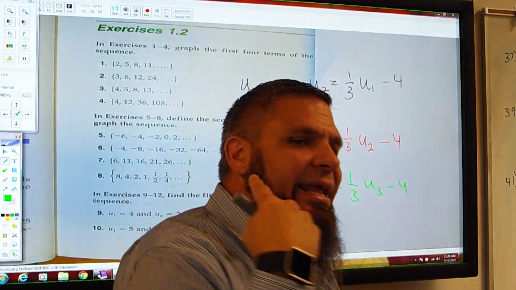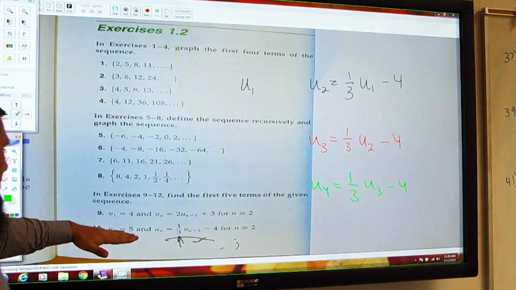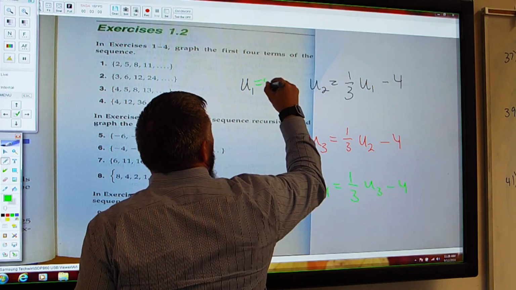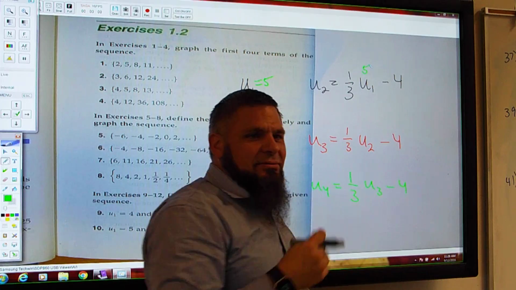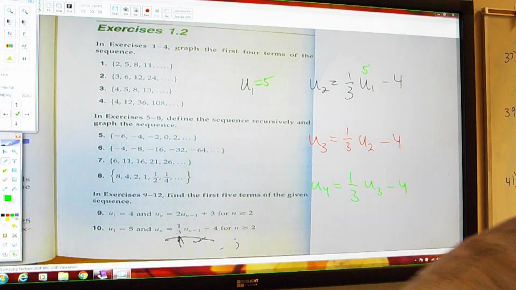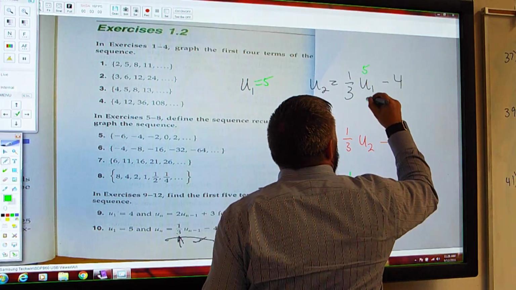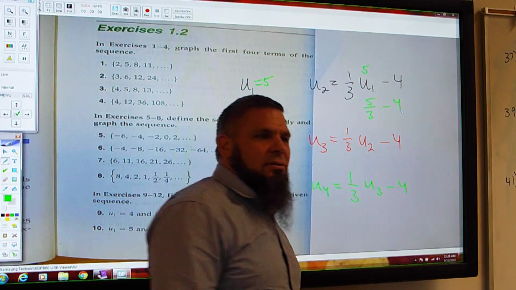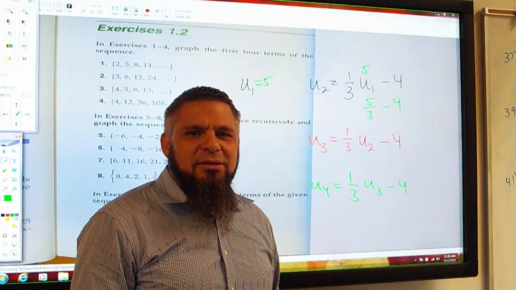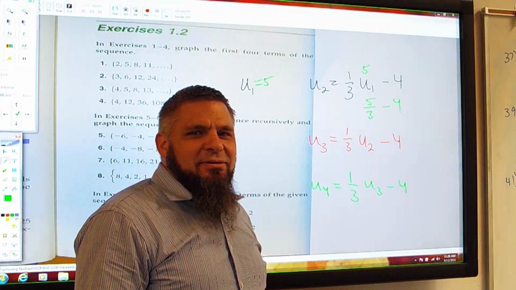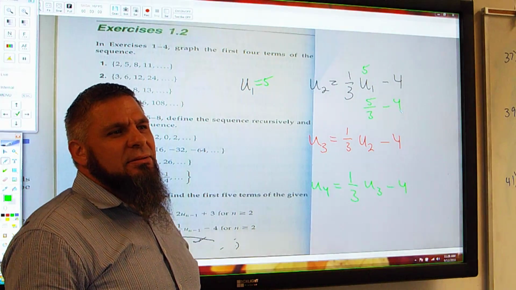Now let's plug that in. Okay? Now what is U1? 5. Okay, so it tells me it's 5. So 1/3 times 5. Perfect. See how now that's hard stuff, right? 1/3 times 5 is 5/3 minus 4. So 1 2/3 minus 4 would be what? Negative 2 1/3? Negative 2 2/3, right? Yeah, 2 and 2/3.